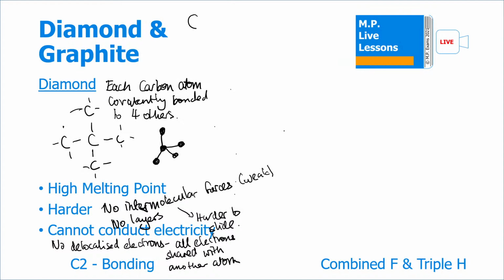And a good point to know is that carbon is in group 4, has 4 electrons in outer shell, needs to gain another 4 to become stable.